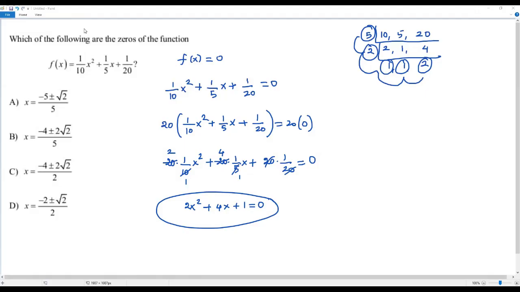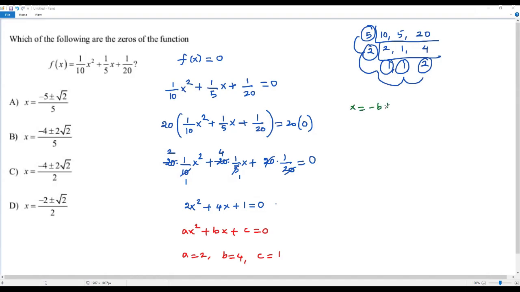For that, we have to compare this quadratic equation with ax² + bx + c = 0. When I do such comparison, for a I am getting 2, that is the coefficient of x², and for b I am getting 4, that is the coefficient of x. For c I am getting 1, that's the constant term. Now let me write the quadratic formula: x equals negative b plus or minus the square root of b² minus 4ac, divided by 2a.